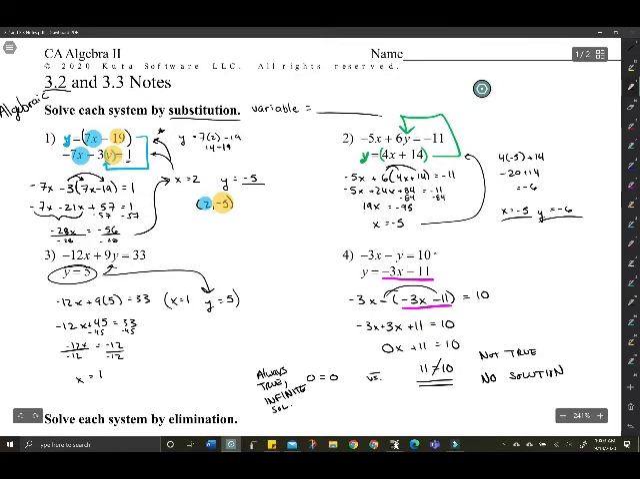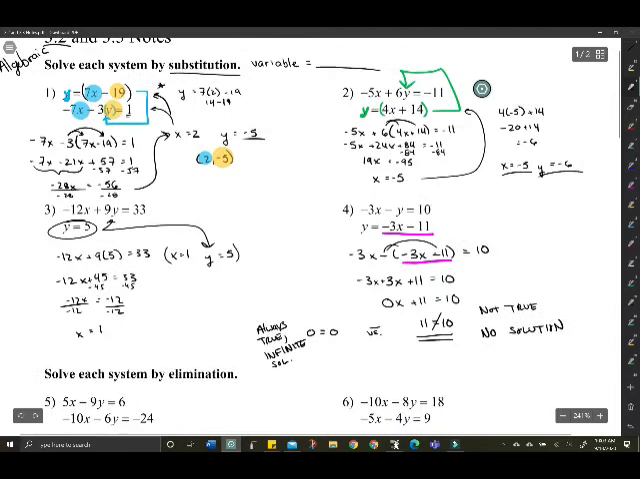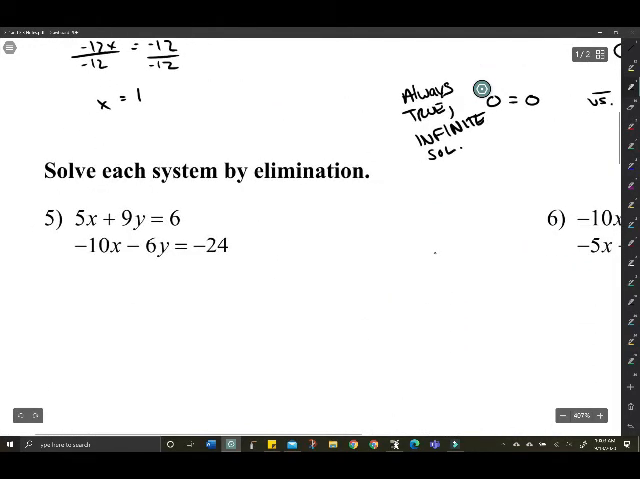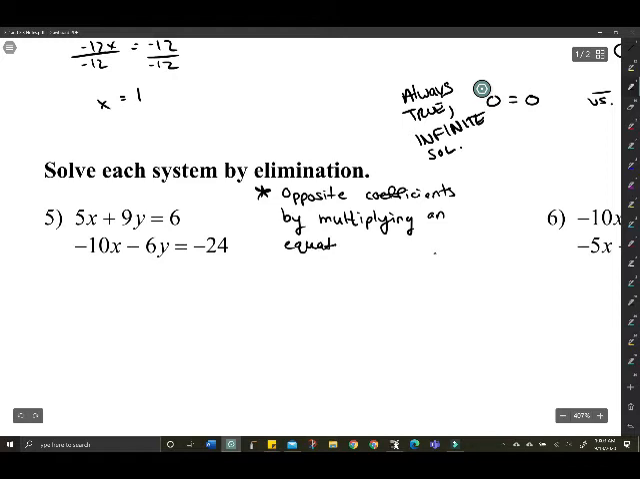Technically, that's lesson 3.2. 3.3 here is on elimination. The elimination method is most useful when you don't have that solved-for coefficient. And the key with it is to make opposite coefficients by multiplying an equation, or both.